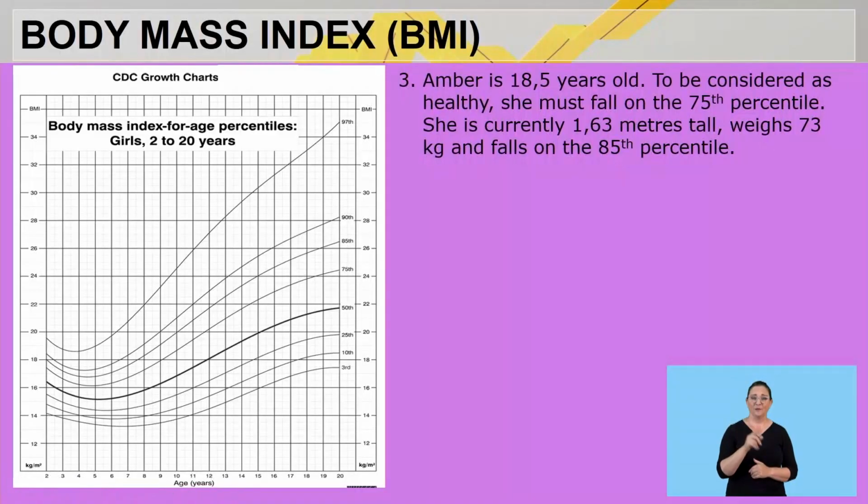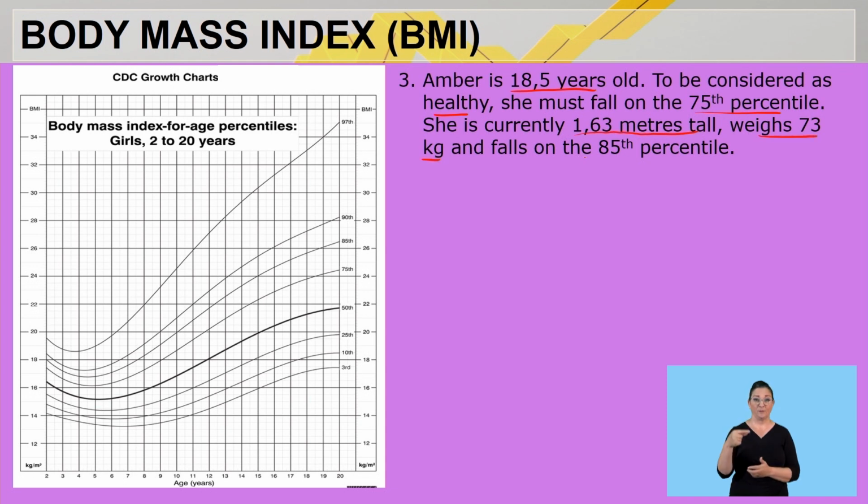All right, let's now look at our third question. In question number 3, I indicated here that Amber is 18 and a half years old. Right? To be considered as healthy, she must fall on the 25th percentile. On the 75th percentile. She is currently 1.6 meters tall and weighs 73 kilograms.